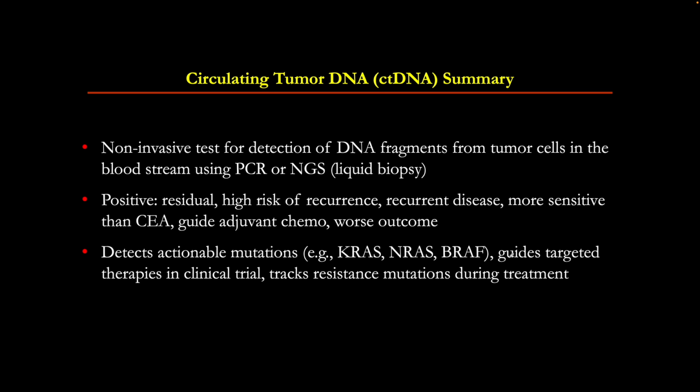This is also called liquid biopsy. When the test is positive, it suggests that there may be residual disease, high risk of recurrence, or recurrent disease. This is more sensitive than the CEA, and it is useful for guiding adjuvant chemotherapy, and the positive test is an indicator of worse outcome. The important thing to know about ctDNA is that it detects actionable mutations such as KRAS, NRAS, or BRAF. It guides targeted therapies in clinical trials and tracks resistant mutations during treatment.